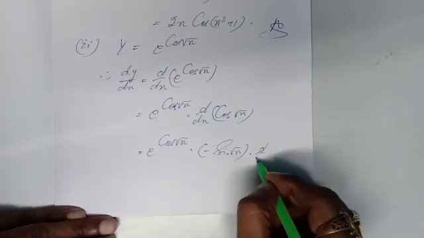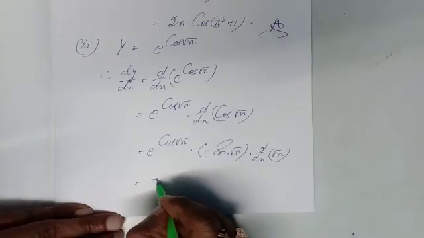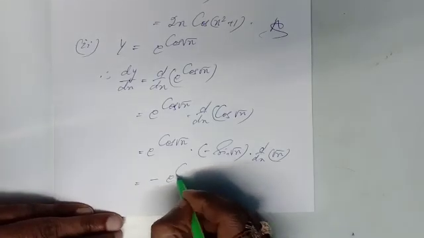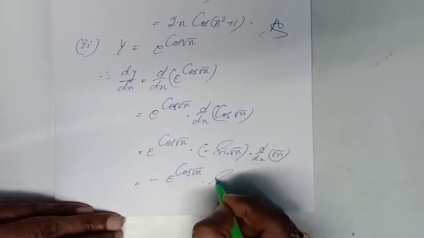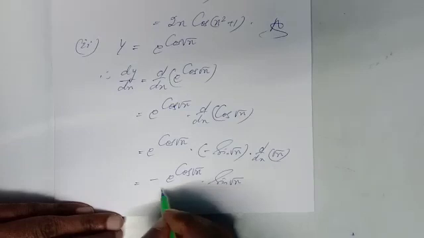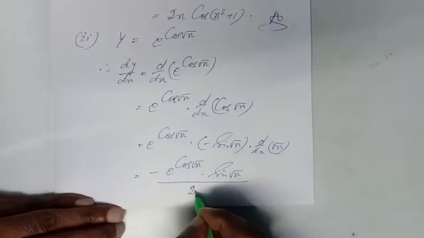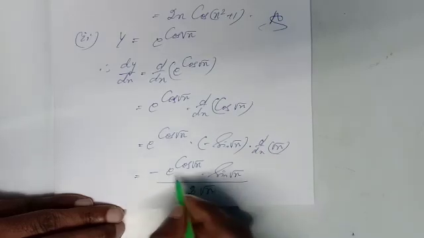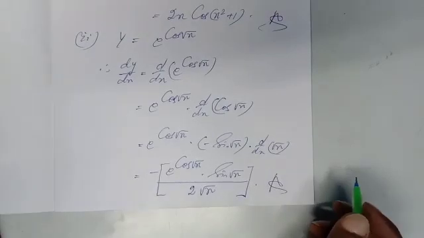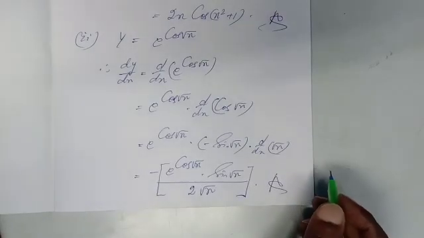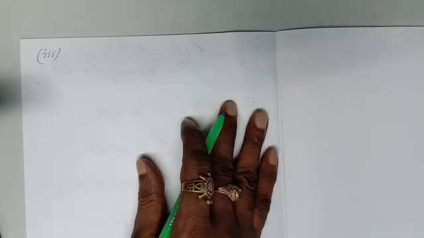Again the derivative of root x. Finally you are getting minus e to the power cos root x into sine of root x. The derivative of root x is 1 by 2 root x. That means the final answer is this one. In this way I have completed number 2, first part and second part. Let us go to the next one. Number 2, third part, question given.